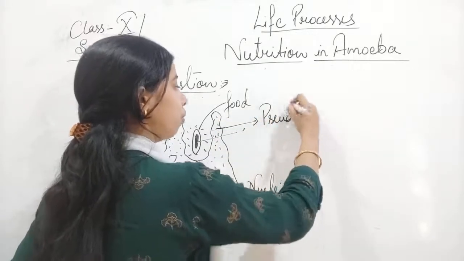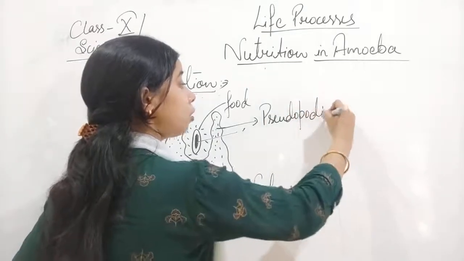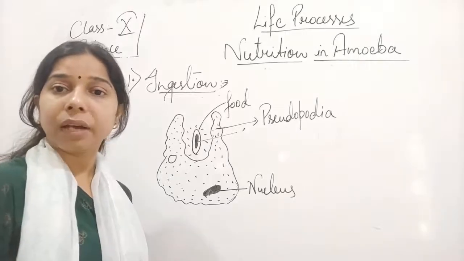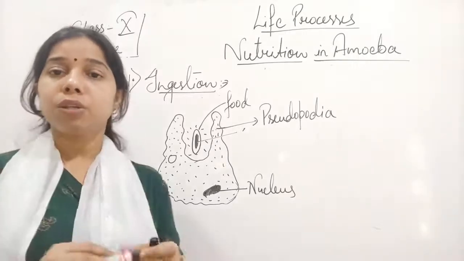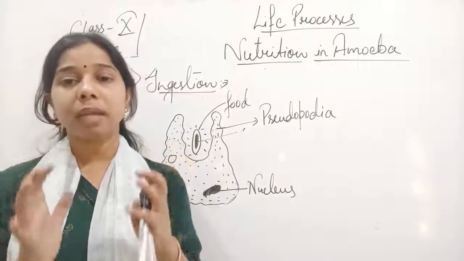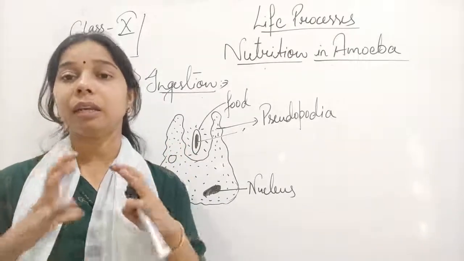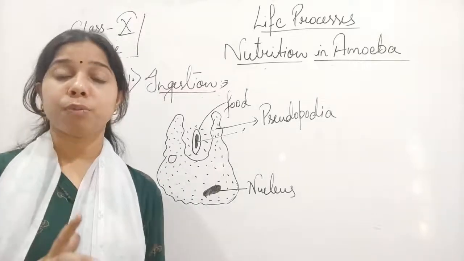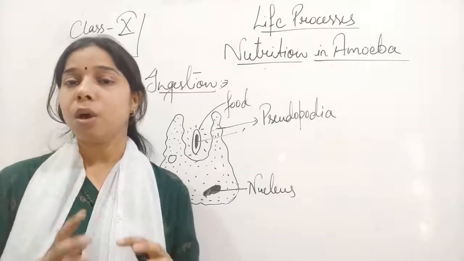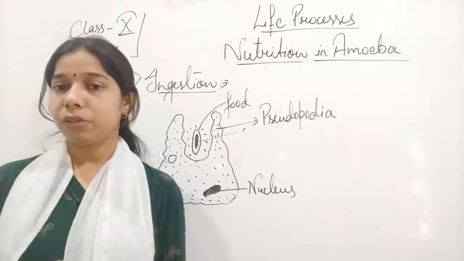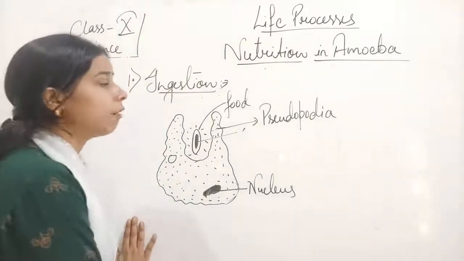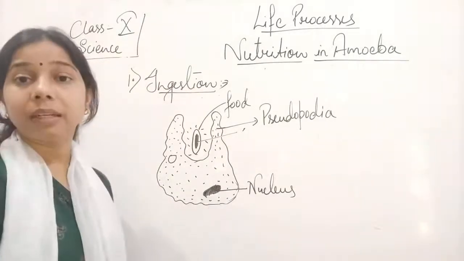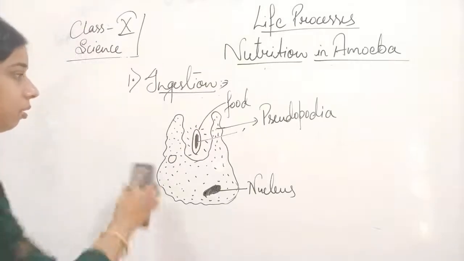And this one is the pseudopodia. You can see that as the food particle reaches the amoeba, it makes its shape in such a way that it engulfs that food particle, and that is known as the pseudopodia, which help in engulfing the food particle inside it. So this is the first one, ingestion. Moving on, we will see what happens in the case of digestion, students.